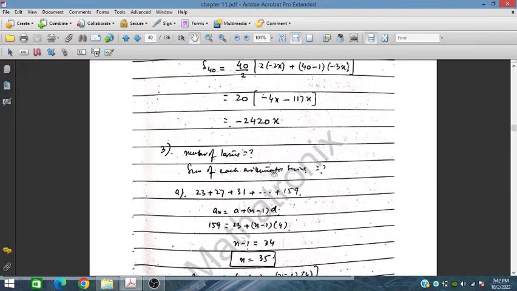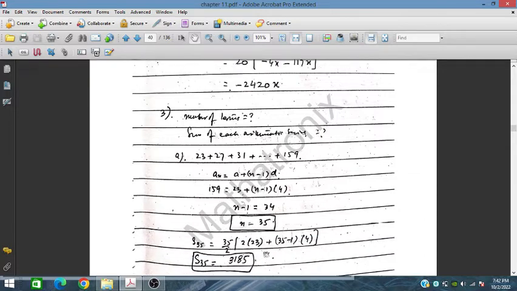For question 3, we have to find the number of terms and the sum of each arithmetic series. This is the last term, 159. This is a, and the difference is 4. We'll write down d as the difference. We have to find the value of n, so we find that n is equal to 35.